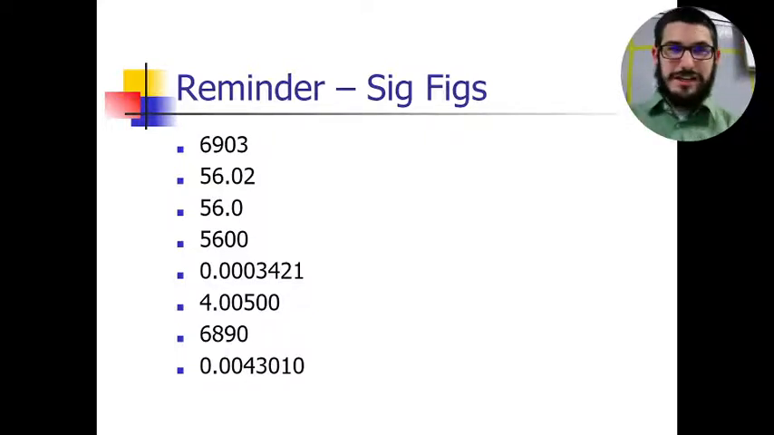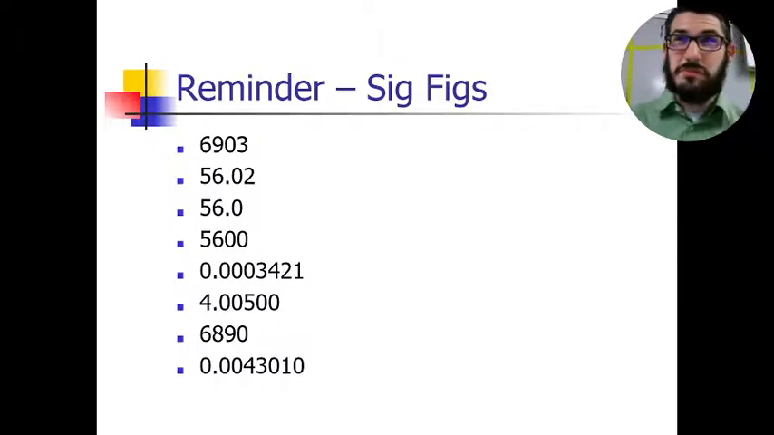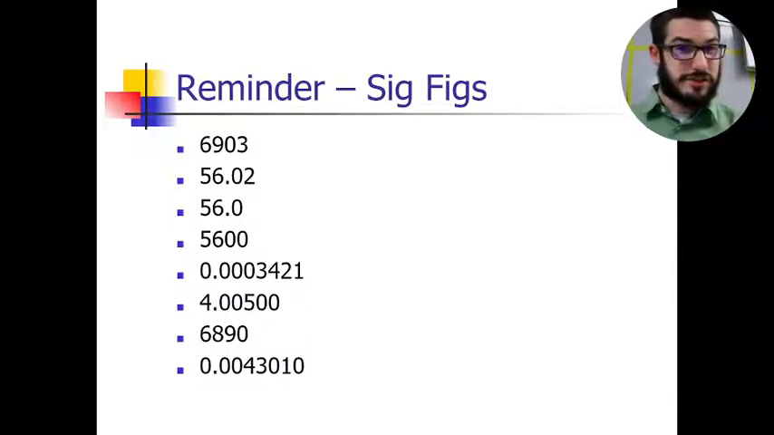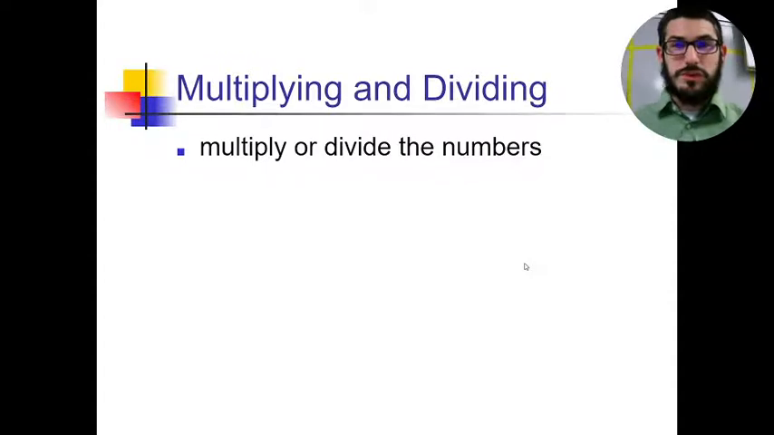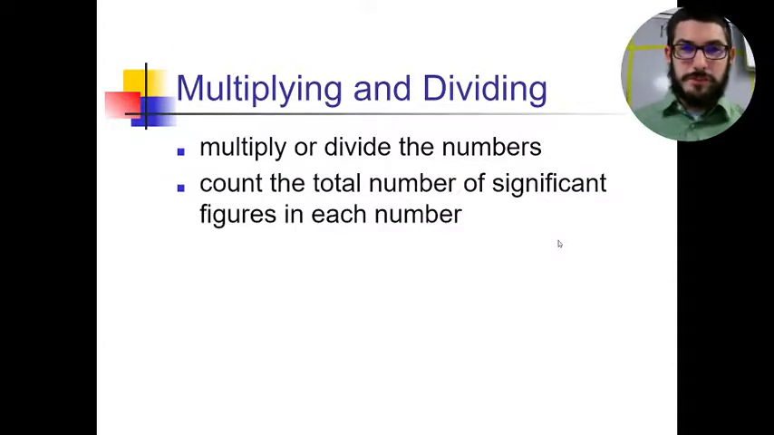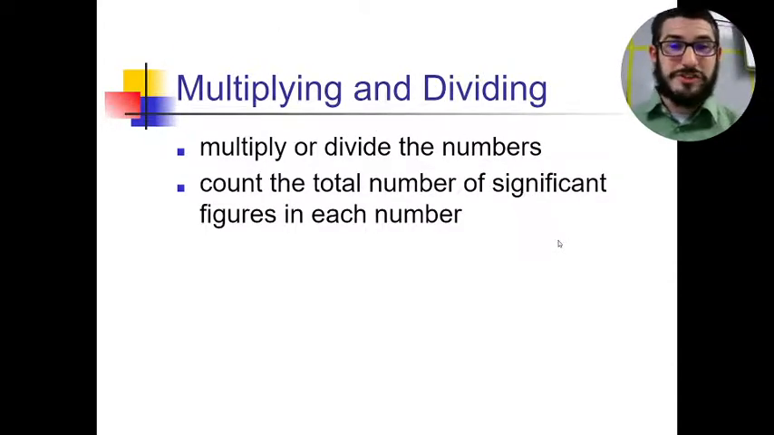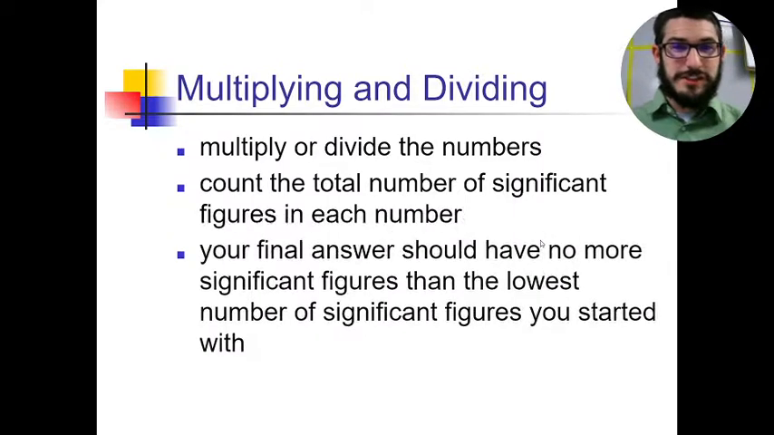So if any of those you are unsure about, you may want to jump back to that last video and make notes on what it is that you need to ask questions about having to find significant digits. So multiplying and dividing. When you multiply or divide numbers, you're going to count the total number of significant digits for each number, and your final answer is going to have no more significant digits than the lowest significant figures that you started with in your original numbers.